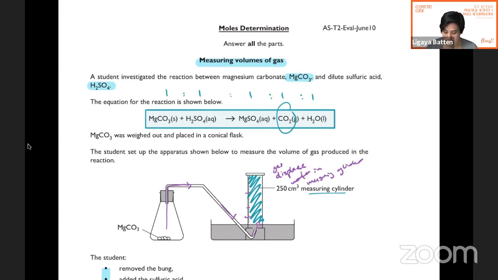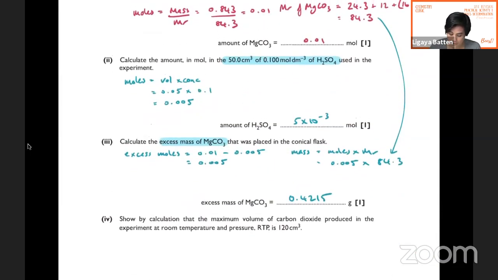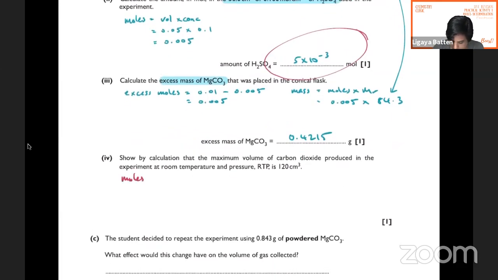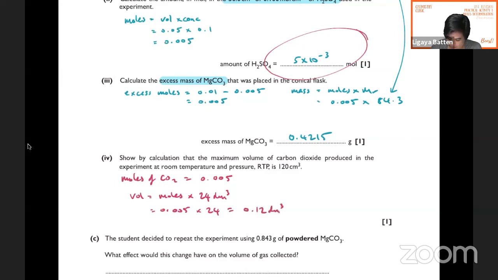It's a 1-to-1 ratio. So that means from the balanced equation that the amount of moles of our limiting reactant, which was our sulfuric acid, is going to be the same as the amount of moles of CO2 gas produced. So moles of CO2 equals 0.005, or 5 times 10 to the minus 3. And then to find the volume, we use that third equation for the volume of gas. So volume equals moles times 24 dm cubed, remember? So 0.005 times by 24, and that equals 0.12 decimeters cubed, which if we times by 1,000 gives us 120 centimeters cubed.